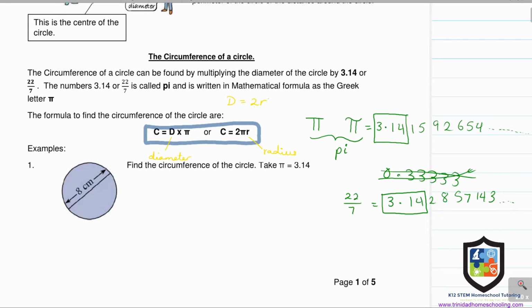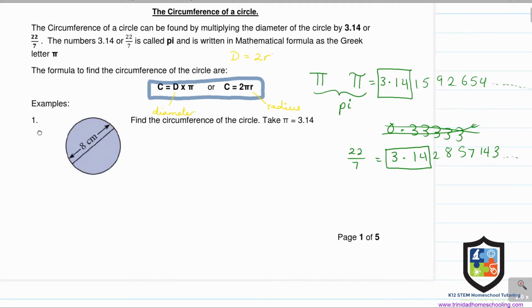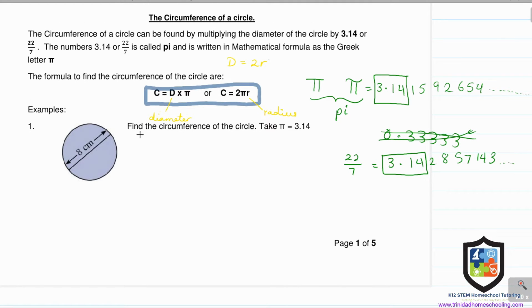So let's do some examples. Let's find the circumference of this circle. What did they give us here? They gave us the diameter. So our diameter, which is d, is equal to 8 centimeters. If we wanted to use the radius instead, we would use half of the diameter.